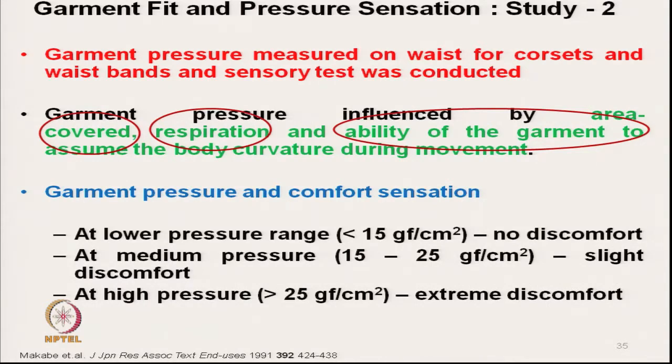And garment pressure and comfort sensation: earlier we have seen the garment discomfort sensation starts from 60 gram per square centimeter. Here, at pressure less than 15 gram force per square centimeter, there is no discomfort sensation. When the pressure was measured above 15 gram force per square centimeter, the discomfort sensation increases from 15 to 25, it gradually increases.